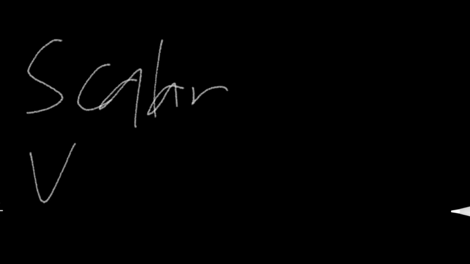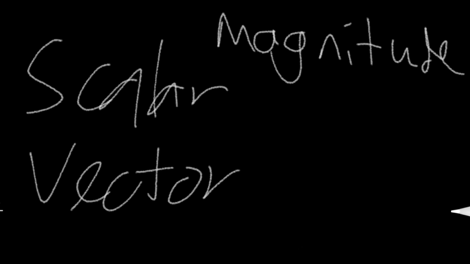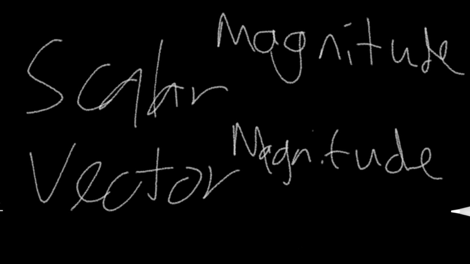Let's talk about scalar and vector quantities. Scalar quantities involve magnitude only, while vector quantities involve both magnitude and direction.